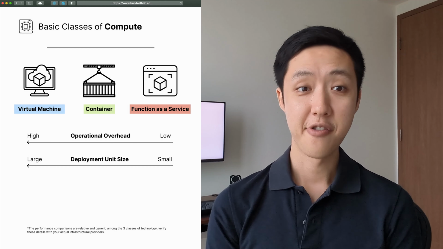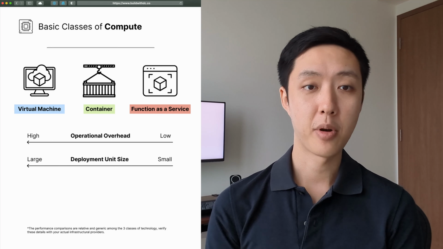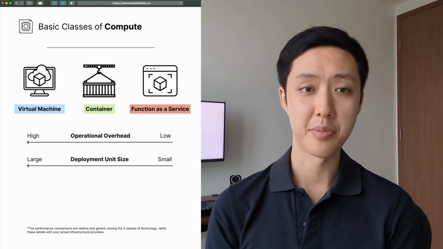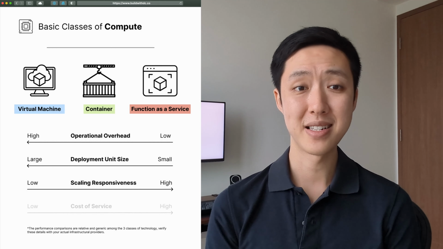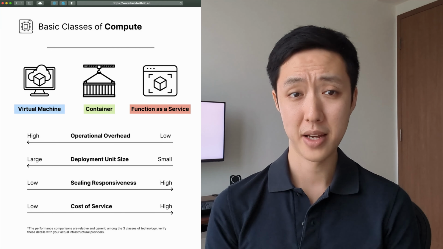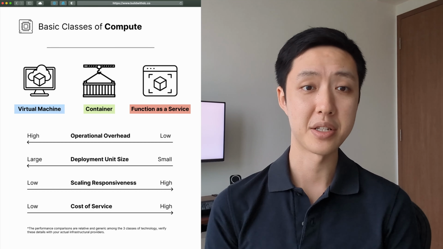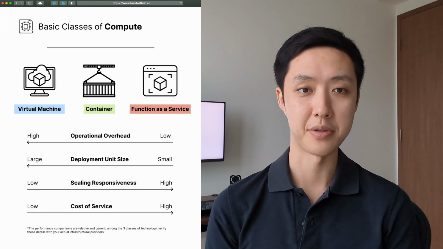On the other hand, with function as a service, the deployment unit is typically much smaller, as it can be scaled up and down significantly quicker than VMs and containers. The trade-off here is that it is typically more expensive and usually has some limitations on the size of the package you can deploy.